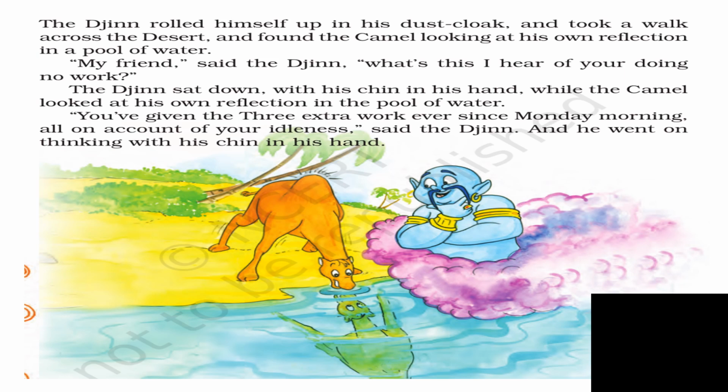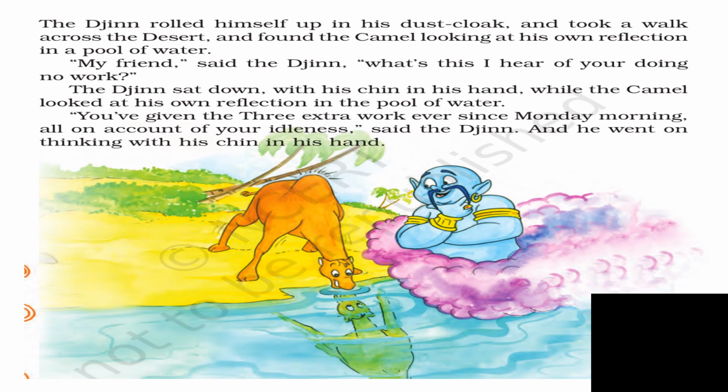Then the Djinn said to the camel, "My friend, what is this? I hear of your doing no work." The Djinn sat down with his chin in his hand, while the camel looked at his own reflection in the pool of water. The Djinn began to question the camel, but the camel did not respond to his words. He just kept watching his reflection in the clear water of the pool.